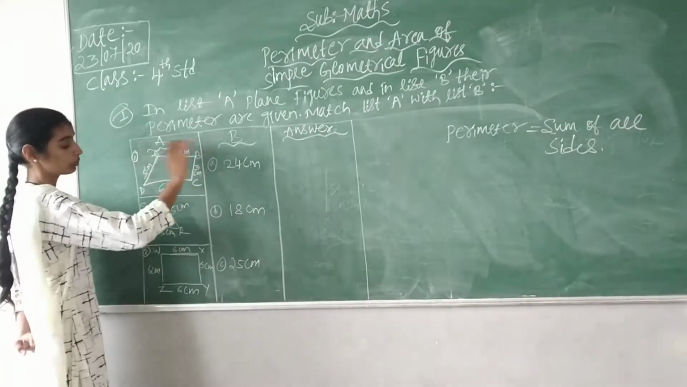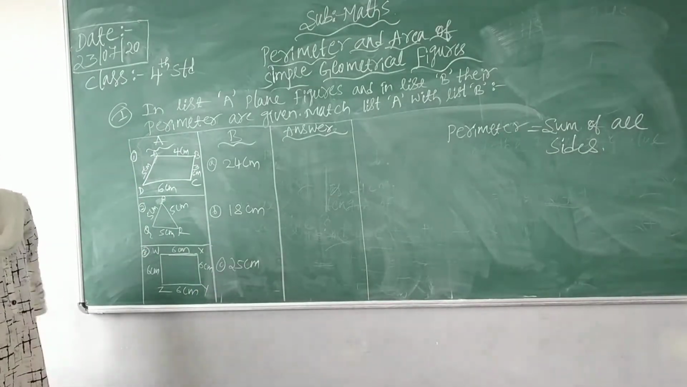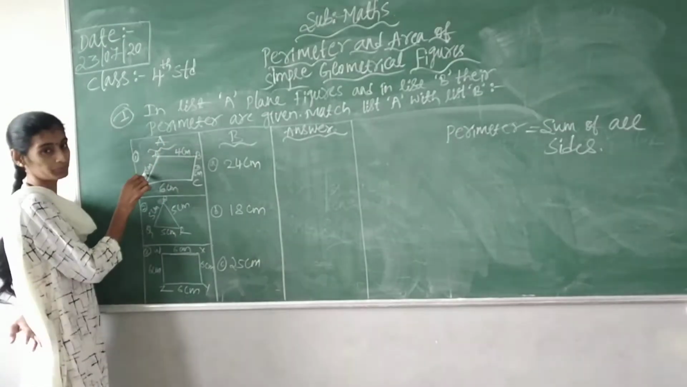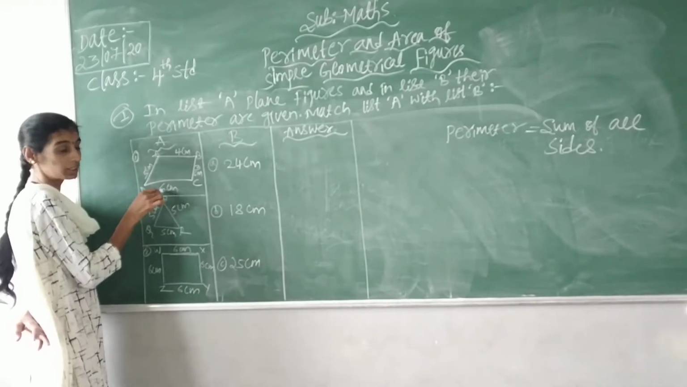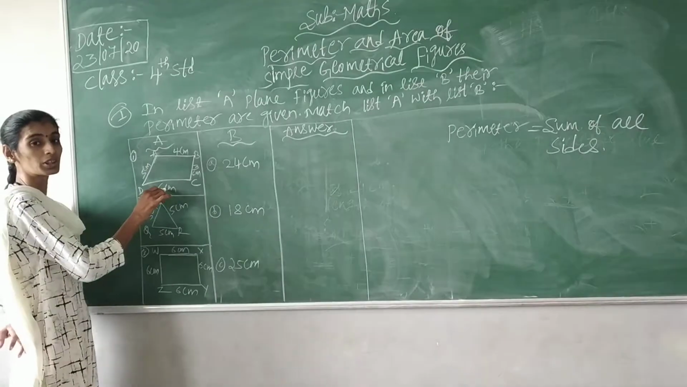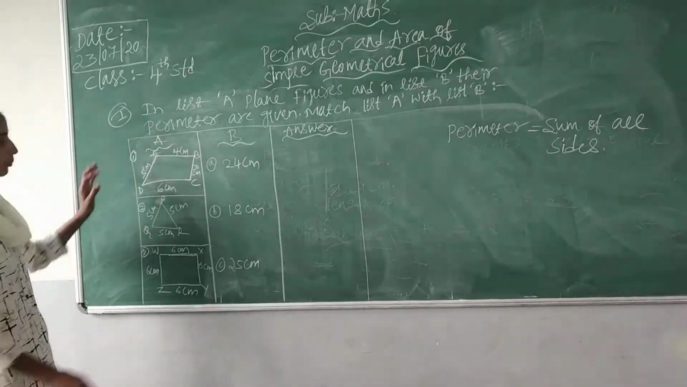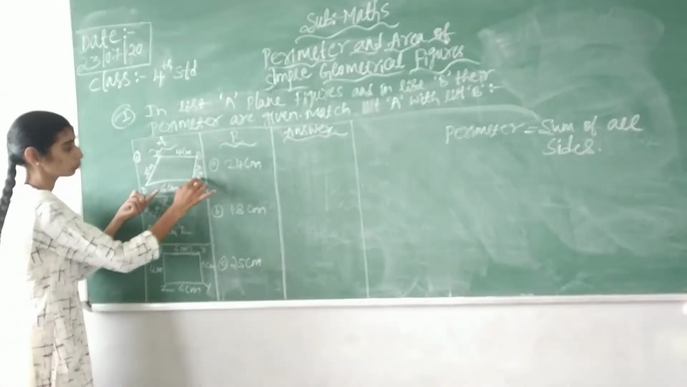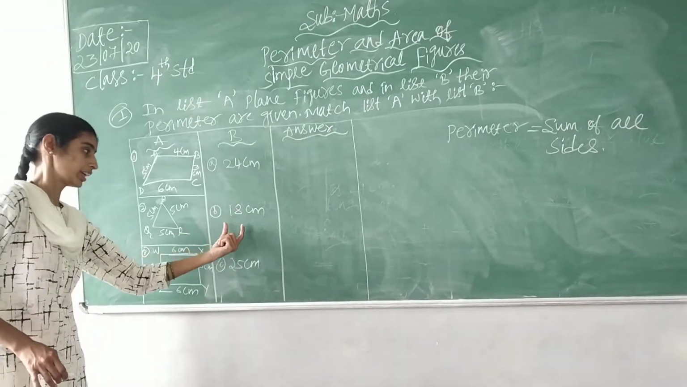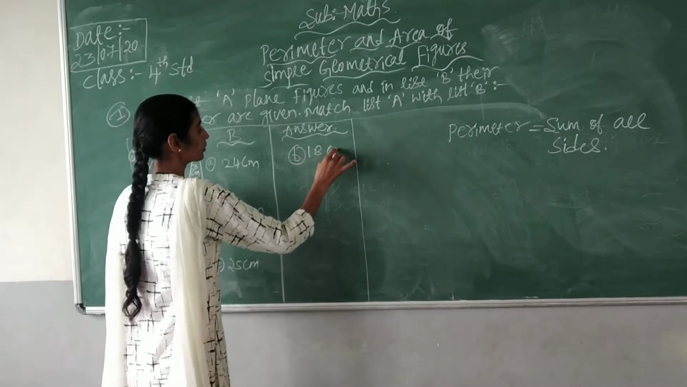So what sum will you get, children? Just add them. 4 plus 5, 9. 9 plus 6, 15. So 15 plus 3, 18. Yes? Sum of all the sides means all the values you have to add. So which option is there in column B, children? Yes, it is option B. So the first answer is B, that is 18 centimeter.